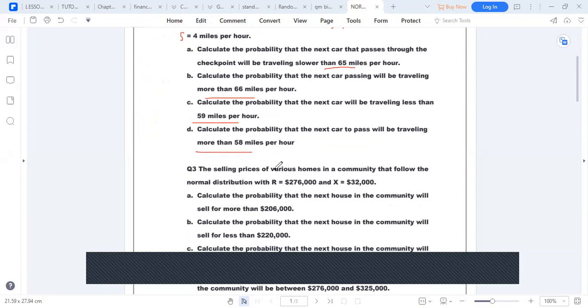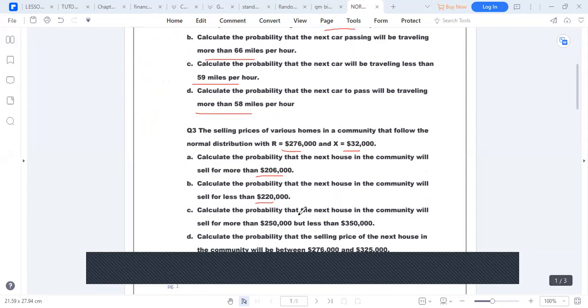Okay, given selling prices of homes with mean 276 and standard deviation 32. What's the probability that there'll be more than 206? So it's greater than 206. Less than 220, you put less than. Between 250 and 350. Remember, I gave you the confidence between the two intervals. You know what to do, right? Yeah.